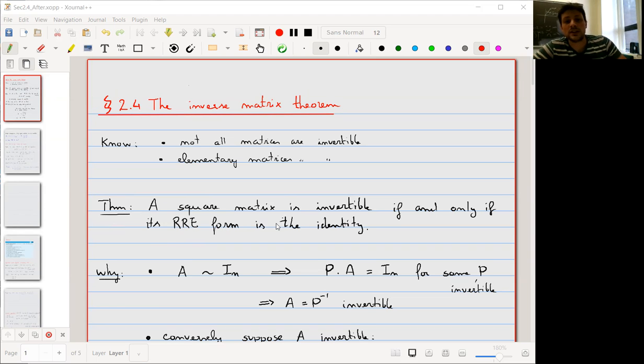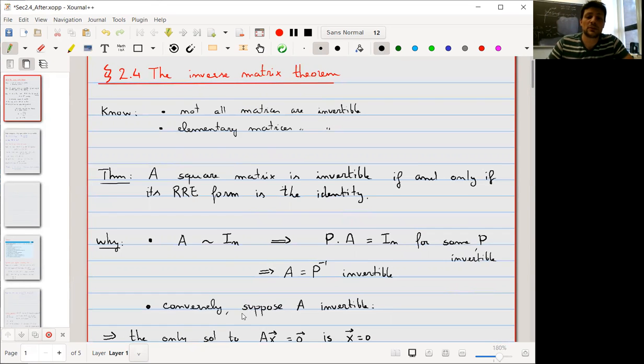Well, one arrow of this implication, this if and only if, we've already explored. If the reduced row echelon form of the matrix is the identity, then by the previous theorems that we saw in the previous videos, there's an invertible matrix P such that we can write the identity as P times A, and P is invertible. In other words, by multiplying both sides by P inverse, we get that A is nothing but P inverse itself, and the inverse of an invertible matrix is invertible. So A is invertible.